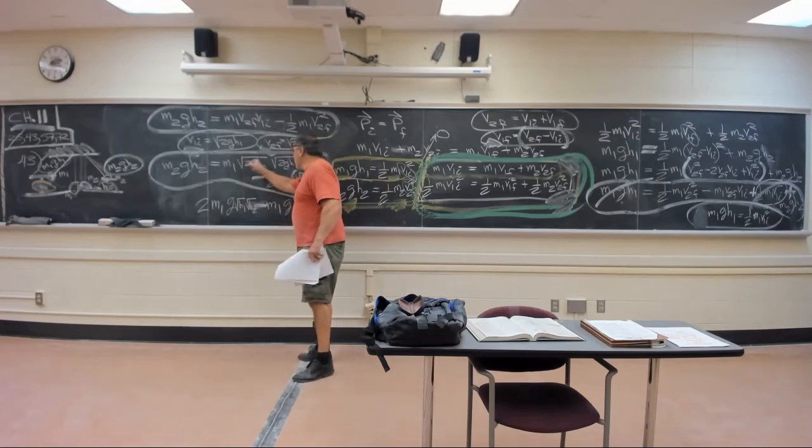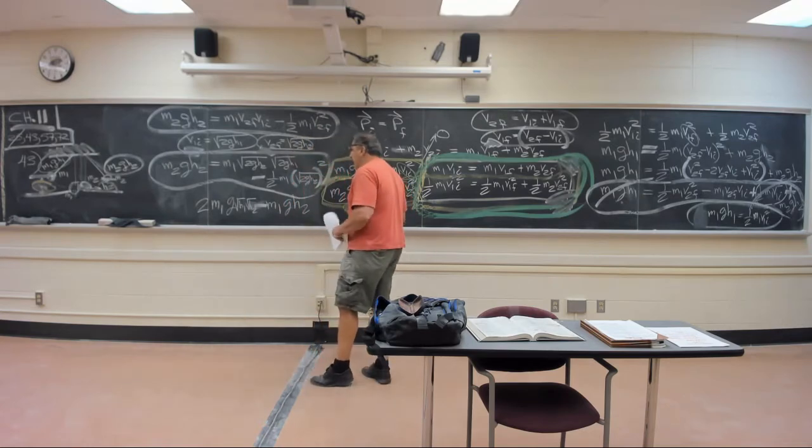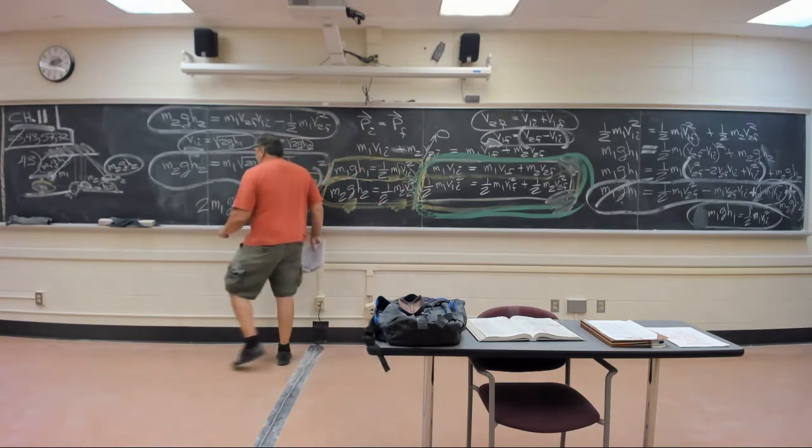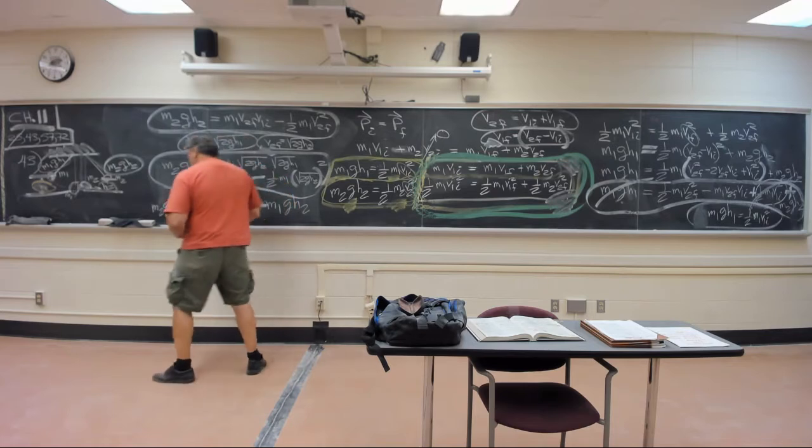The square root of 2 times the square root of 2 is 2. The square root of G times the square root of G is G. The square root of H2 times the square root of H1 is the square root of H1 times the square root of H2, or the square root of H2 times the square root of H1. Not a big deal. That's equal to M2GH2.